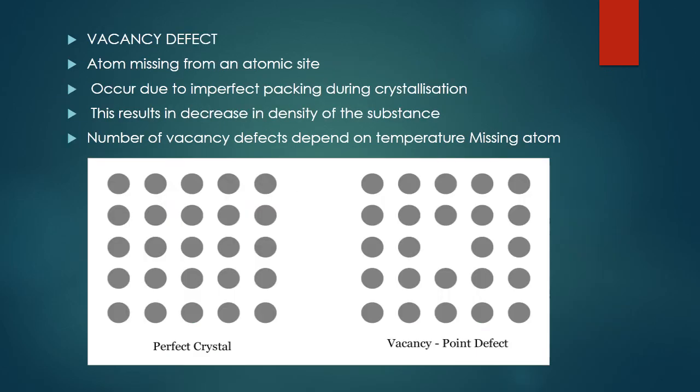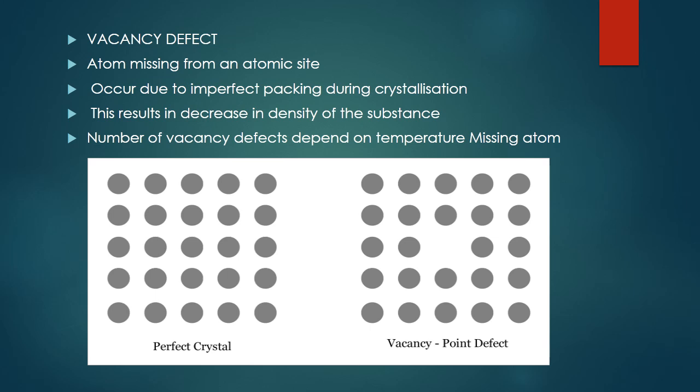Here you can see the vacancy defect. The right side is the perfect crystal, and the left side shows the vacancy, a point defect. It is obvious to see a vacancy position where atoms are otherwise arranged in a regular manner. The atom is missing in its position, and this is termed as vacancy defect. An atom is missing from its atomic site, its regular position.